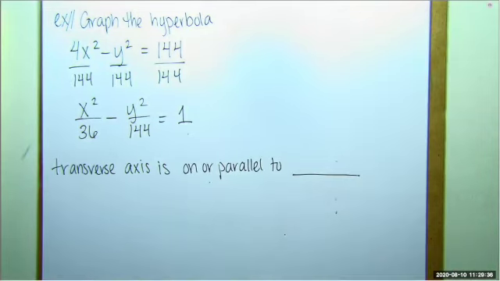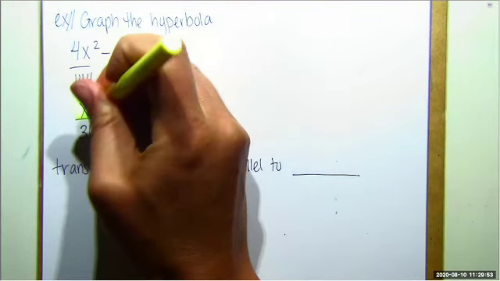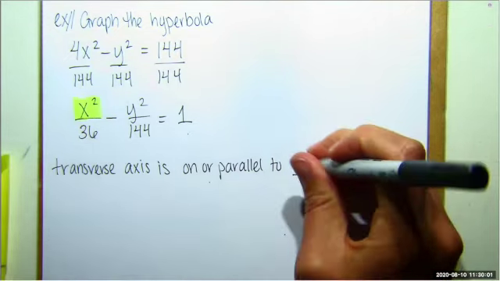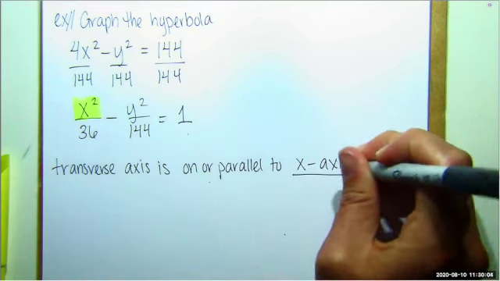Remember, these terms are different. For the ellipse, we had the major axis. Here we have the transverse axis. Our foci and our vertices are on this transverse axis, so the transverse axis is on or parallel to. The way we determine this is different than for the ellipse. Whatever variable occurs first, here the x occurring first, tells us where our transverse axis is. So our transverse axis is going to be on or parallel to the x-axis.